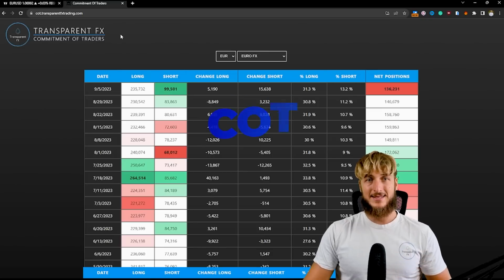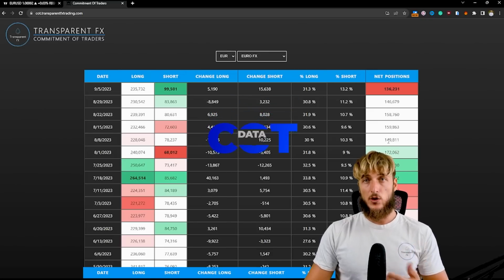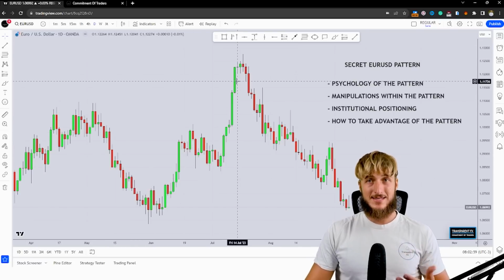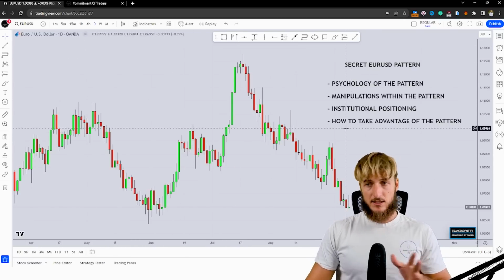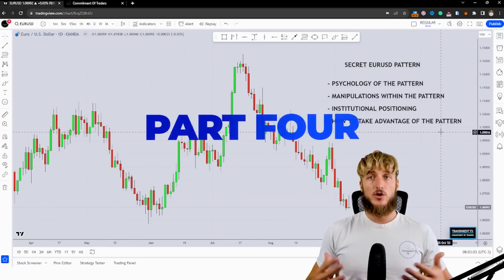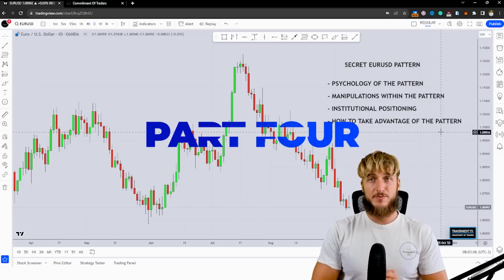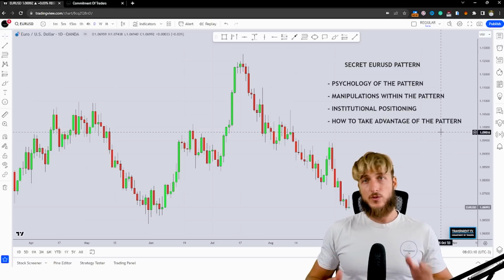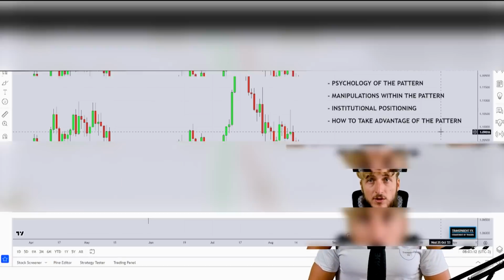So we will be looking at the COT data, which is essentially the orders of institutions, and we will be taking this real market example of the pattern. And then obviously we will be speaking about how we could potentially take advantage of this pattern and integrate it into a strategy. So without further ado, let's get straight into the video.